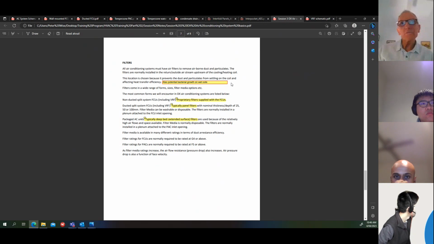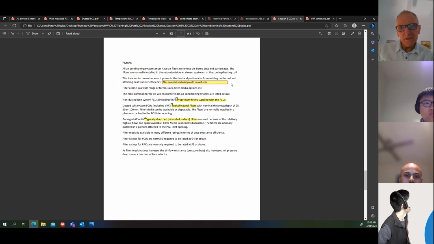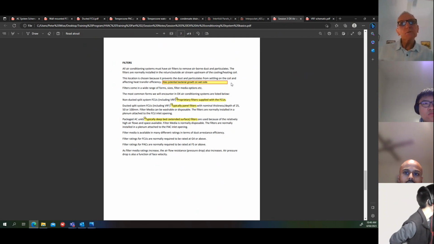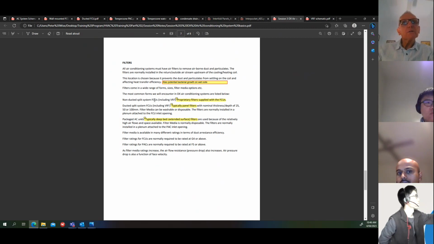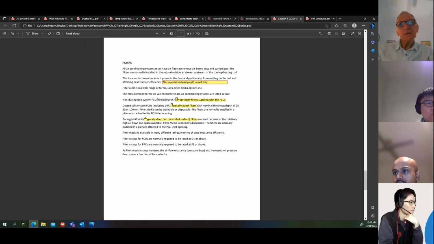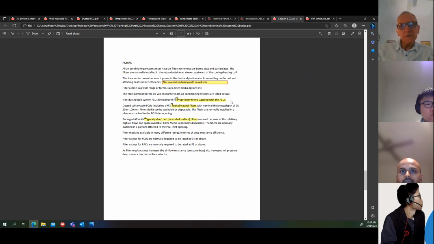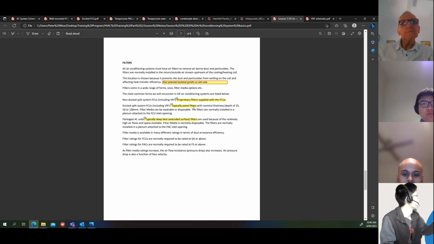Filters come in a wide range of forms, sizes, filter media options, and so on. In this case, we're just talking about fan coil units and package units. There are lots of other different filters for different applications, such as in a hospital. You might have HEPA filters, but we won't talk about those at this stage. For a non-ducted split system, such as a wall-mounted fan coil unit, they come with proprietary filters. So you don't need to provide any additional filters there. And they can be removed and cleaned.